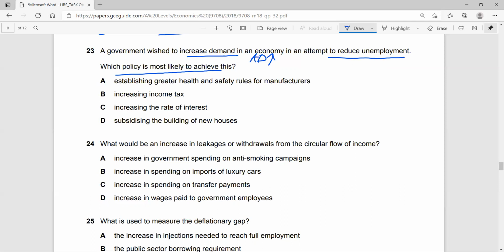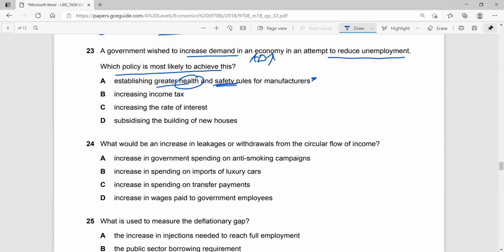It's not really a demand side policy at all. And if anything, establishing greater health and safety rules for manufacturers just increases the cost of production for manufacturers, because they have to give more health leaves, and they have to spend more on the safety and regulations. So if anything, this will just disincentivize them from producing.